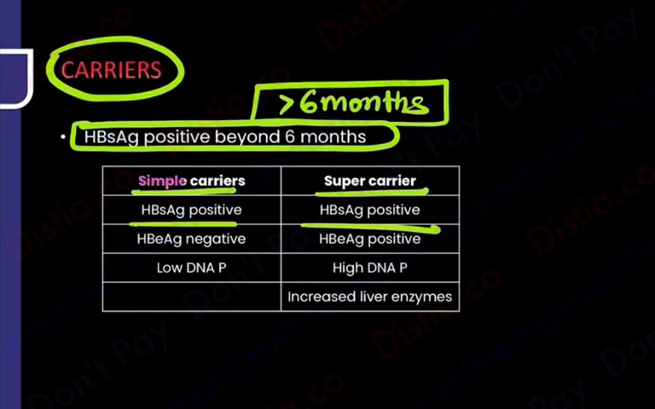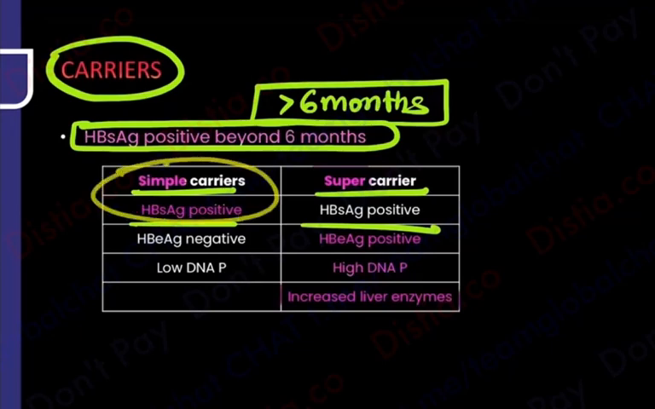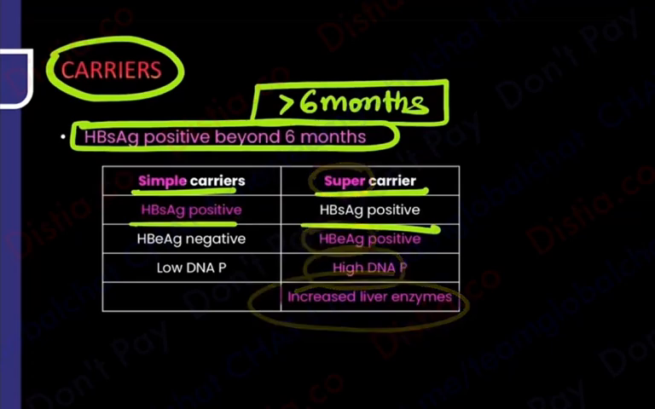What is the difference between simple versus super? Imagine super will be super duper infective. Super duper infective means HBe antigen is also positive, and the DNA polymerase is also there. The liver enzymes are also increased. That is why he's super duper. The E antigen is there, DNA polymerase is there, enzymes are also elevated. Simple is just simple. Keep life simple. Simple definition: HBs is positive beyond 6 months. That's about it. Not HBe, and DNA polymerase levels are also very low. So in the simple one, just keep HBs. In super duper, HBe also, DNA polymerase also, liver enzymes, everything goes up.